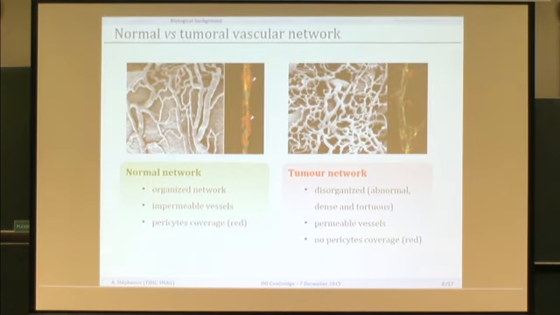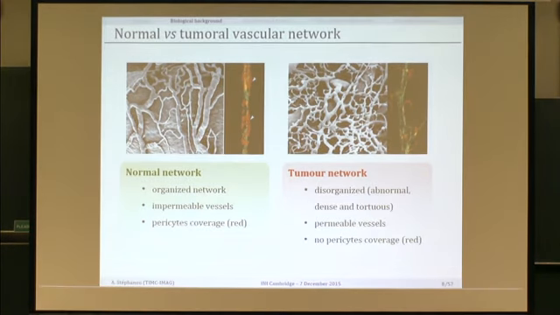So if we have a look at normal and tumoral vascular networks, we already mentioned this morning that they are very, very different. The normal network is very organized, and it's mostly impermeable vessels, and there is a very large pericyte coverage, in red here, along the vessels. The pericytes maintain the impermeability of the vessels. And in a tumor network, it's very different. We see the structure is very dense and disorganized, abnormal, with dense and tortuous vessels. And it is very permeable, and it's mostly related to the fact that there is no pericyte coverage on the vessels. So it becomes very leaky. So that's how we can distinguish the two.